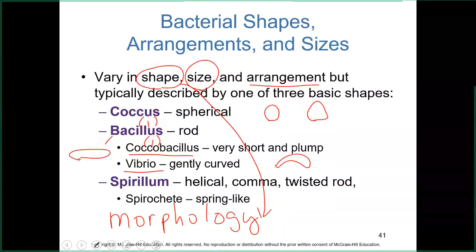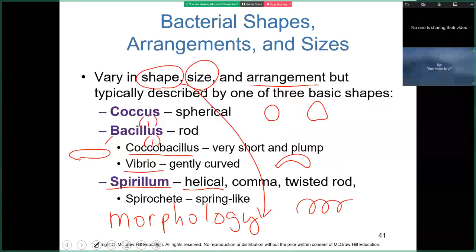And then a third type of morphology is the spirillum, or corkscrew shaped bacterium. Helical is the fancy word for that, but corkscrew shaped. So they're going to be sort of spiral. All right, different variants of that.